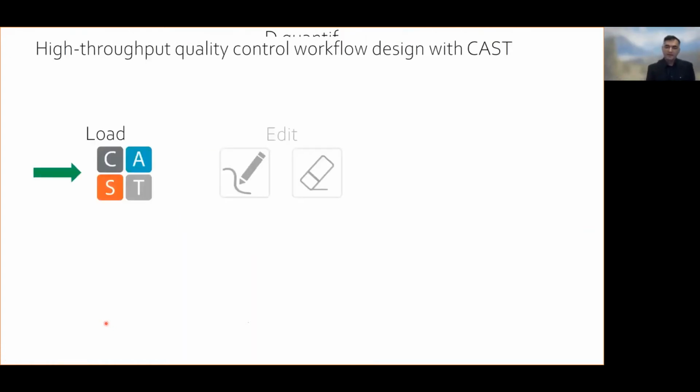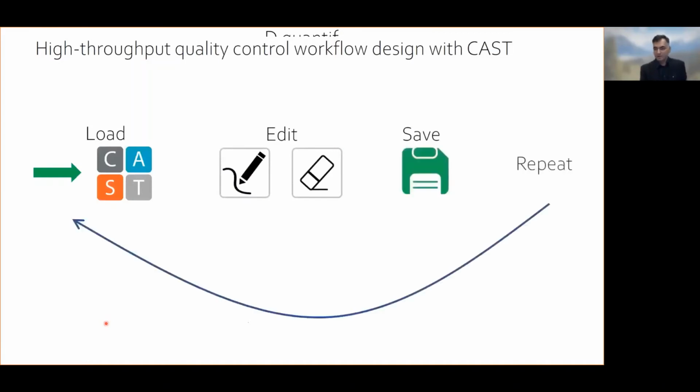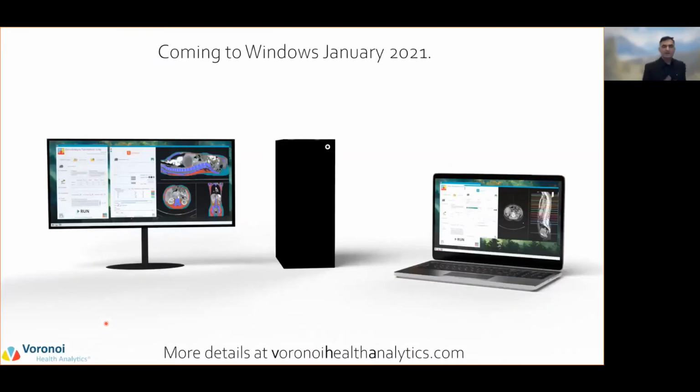So here is this high quality, high throughput workflow with the CT annotation segmentation tool: load the images that have been automatically segmented into the CAT tools, edit those images, save, and repeat. So it makes it really efficient to provide this large database analysis. So we are working very hard in the background to perfect our tools, iron out the bugs. It's almost ready. It'll be coming to Windows very soon, next year. And so more details can be found at this link.